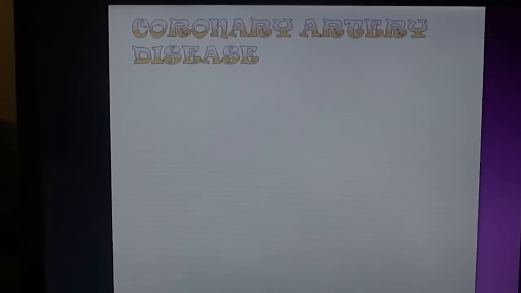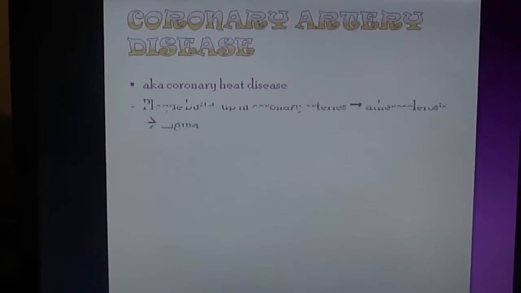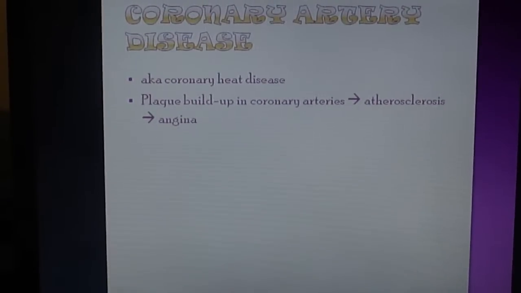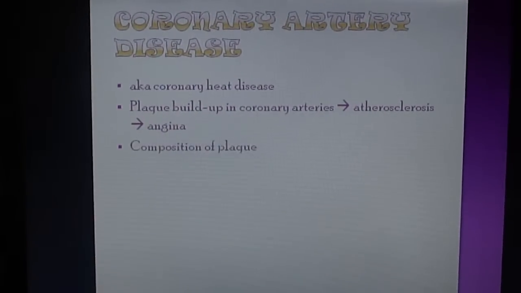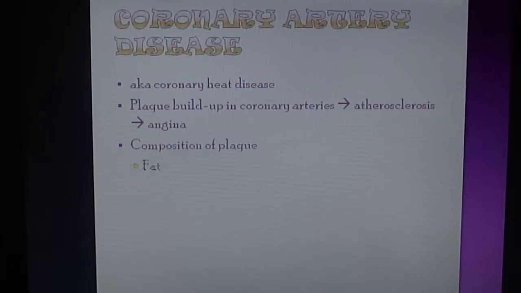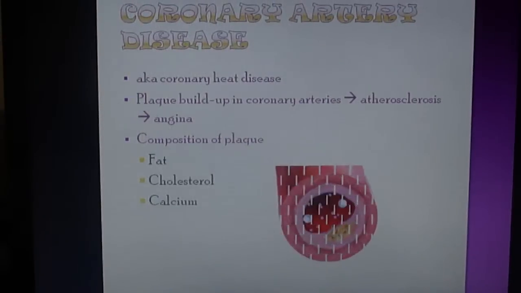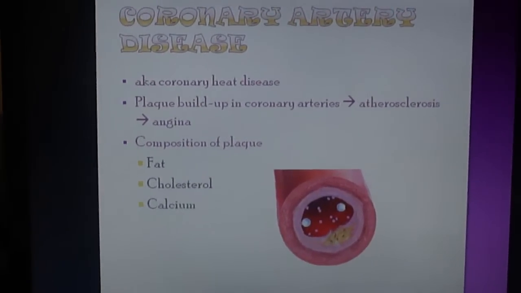The second disease state is coronary artery disease, also known as coronary heart disease. It's when plaque builds up in the coronary arteries, leading to atherosclerosis, leading to angina. The composition of plaque includes fat, cholesterol, and calcium. And this is a diagram of a vessel diagnosed with atherosclerosis.